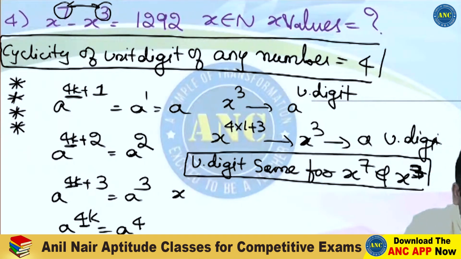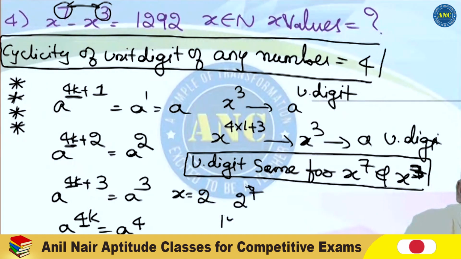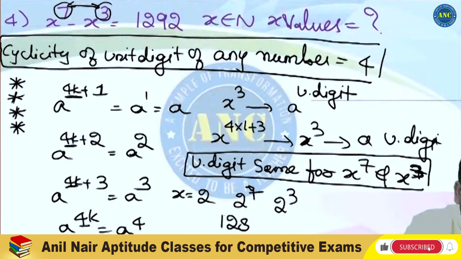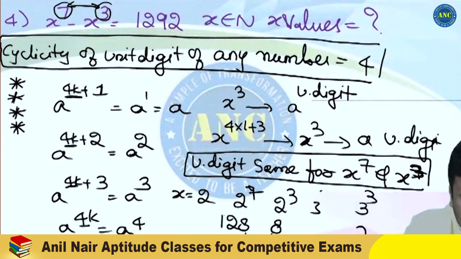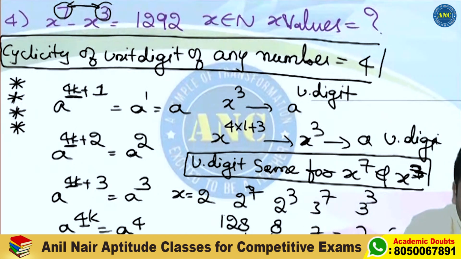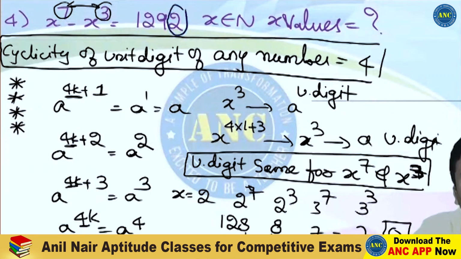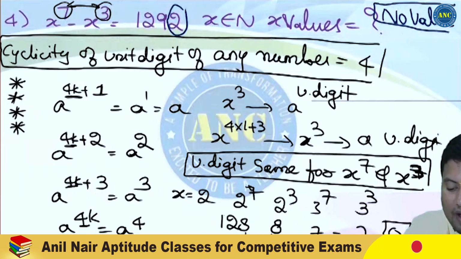So, if I take x value 2, for example, 2 power 7 is 128. 2 power 3 is 8. 8 minus 8 is 0. 3 power 3 is 27. 3 power 7 also will end in 7. 7 minus 7 is 0. The right hand side unit digit should be 0. The right hand side unit digit is 2. So the answer is no value for x.